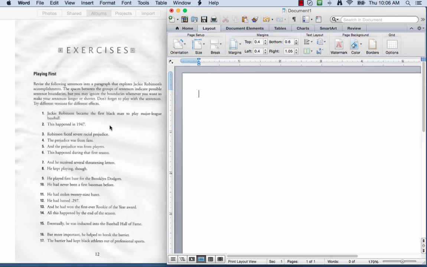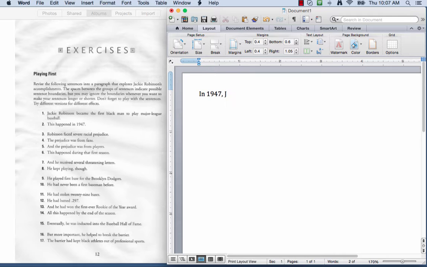Jackie Robinson became the first black man to play in Major League Baseball. This happened in 1947. Well, this refers to the whole idea up here. We're repeating this happened. So if we get rid of this happened, all we have left is in 1947. And I'm going to start with that. In 1947, and then we put a comma, because introductory phrases take a comma. They always do, no matter what your introductory phrase is, okay?